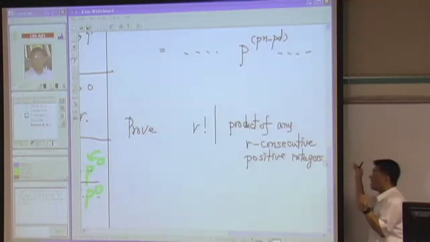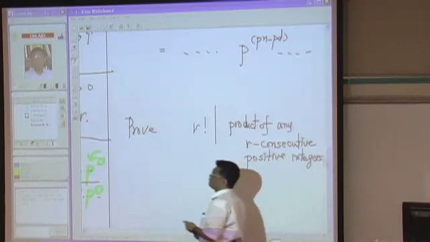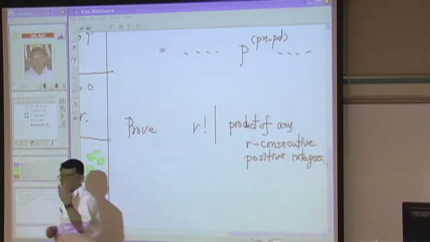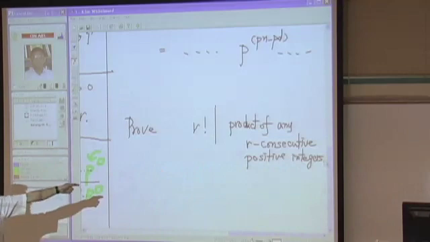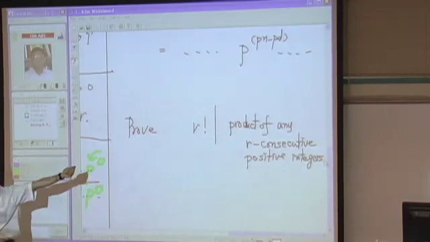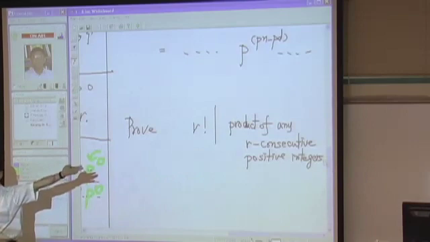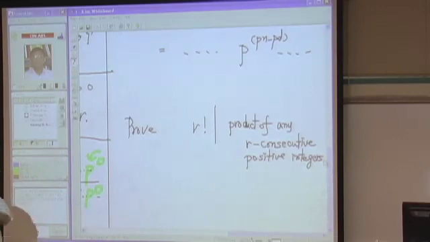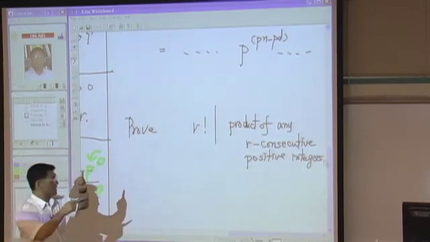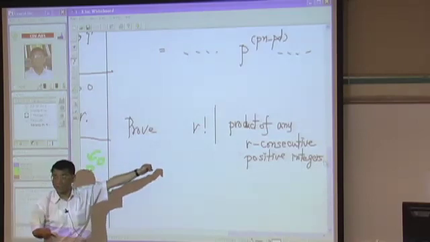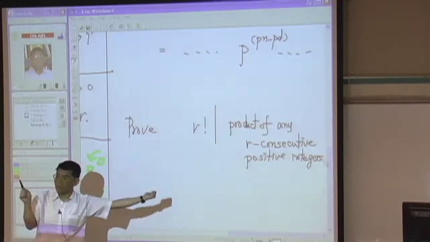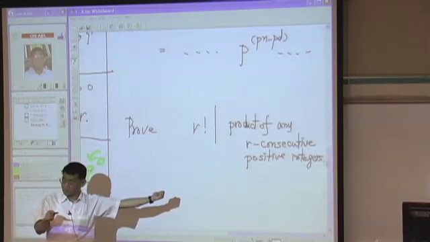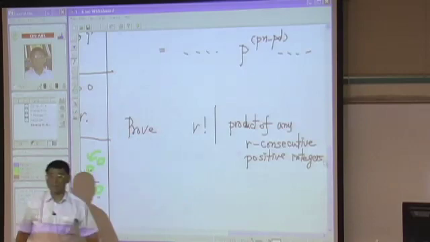So pick any r consecutive positive integers. For instance, three consecutive integers, n, n plus 1, n plus 2. Then, because of this fact, it is divided by what? 3 factorial, or 6, right? If you pick 4 numbers, n, n plus 1, n plus 2, n plus 3, then because of this fact, it is divided by what? 24. If you pick 5 consecutive numbers, then it is divided by what? 120. And all these can be proved by the same fact.